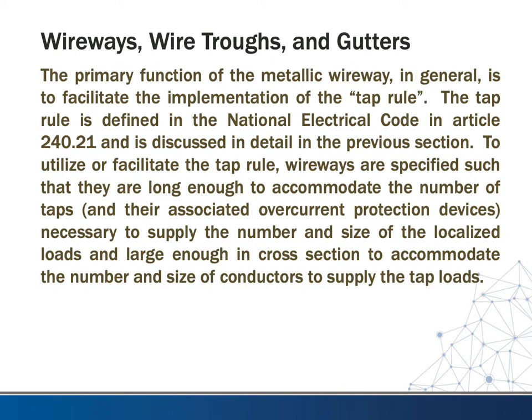The primary function of a metallic wireway in general is to facilitate the implementation of the tap rule. The tap rule is defined in the NEC in Article 240.21 and is discussed in detail in the previous section. To facilitate the tap rule, wireways are specified such that they are long enough to accommodate the number of taps and their associated overcurrent protection devices necessary to supply the number and size of the localized loads, and large enough in cross-section to accommodate the number and size of conductors to supply the tap loads.